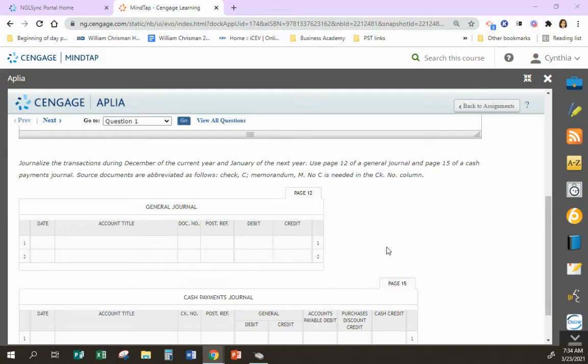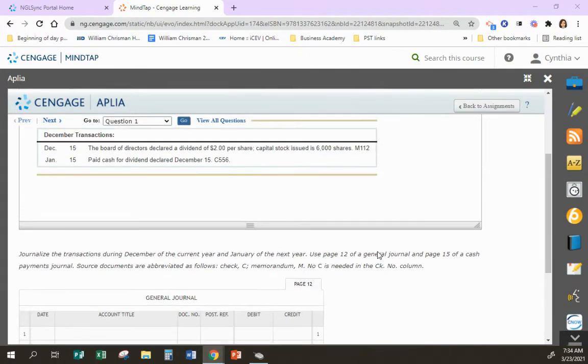So just a quick video to show you how to do 11-3 work together. So December 15th, the board of directors declared a dividend of $2 per share of capital stock with 6,000 shares.